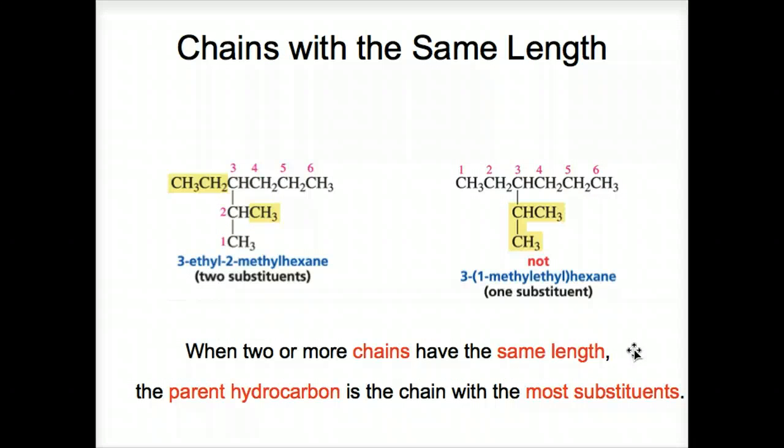Chains with the same length: when 2 or more chains have the same length, the parent hydrocarbon is the chain with the most substituents. So this one has 2 substituents, this one has 1, and notice the longest chain is 1 through 6, and we have 2 substituents, a methyl group and an ethyl group, so we name it 3-ethyl-2-methylhexane. Here we have 1 substituent where we could number it this way with the methyl group off of the ethyl group, but there's only 1. It's better to name it with 2 substituents. It's more clear in the long run.